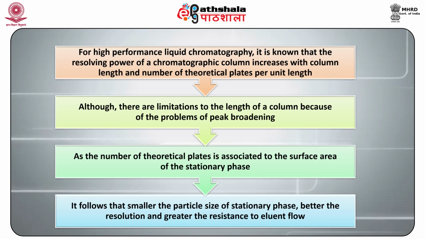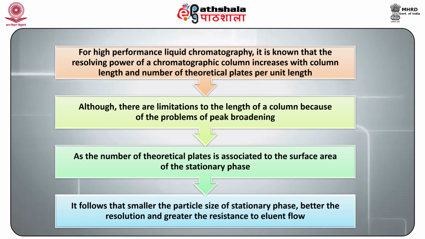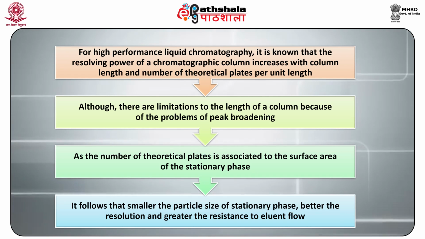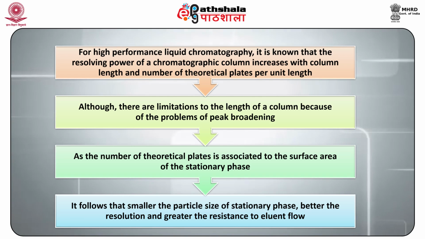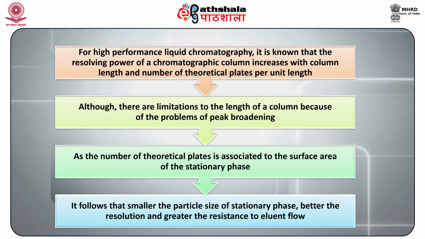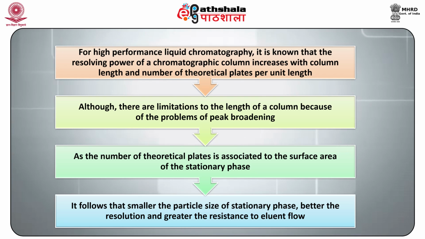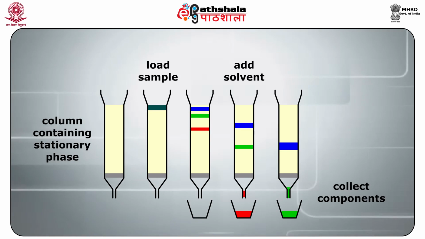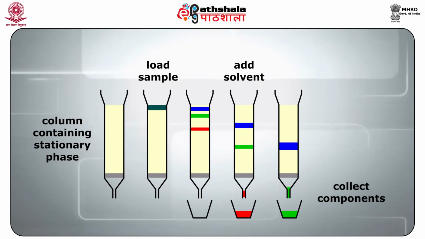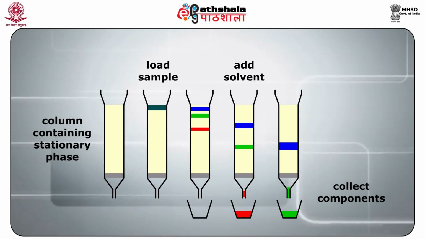For high performance liquid chromatography, it is known that the resolving power of the chromatographic column increases with the column length and number of theoretical plates per unit length. Although there are limitations to the length of the column because of the problems of peak broadening. As the number of theoretical plates is related to the surface area of the stationary phase, it follows that the smaller the particle size of the stationary phase, the better the resolution and the greater the resistance to eluent flow. A schematic representation of the basic separation of the sample in the column is shown here in the given figure.